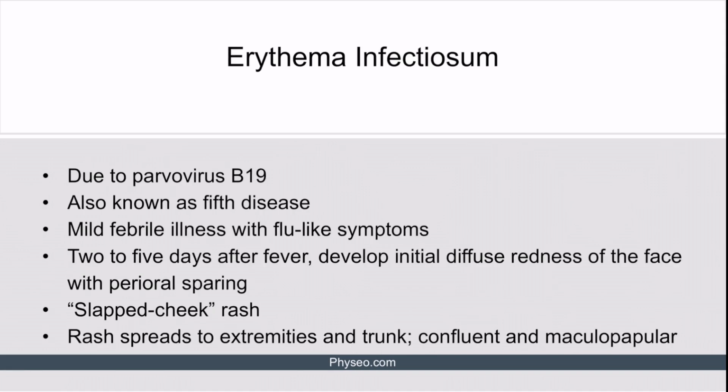This exanthem is due to parvovirus B19 and may also be referred to as fifth disease. This viral illness initially presents as a mild febrile illness with flu-like symptoms. After 2 to 5 days of these symptoms, the patient will develop the initial redness of the face and cheeks with perioral sparing. This is the classic slapped cheek rash of parvovirus B19.